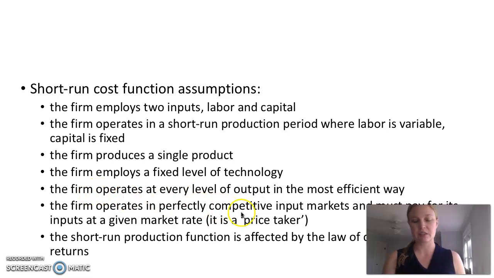The firm operates in a perfectly competitive input market. So if you think about Walmart in a small town, Walmart's got market power with how much it can pay people. This is the opposite. The firm does not have any power over the price of the inputs. And then we've got diminishing returns.